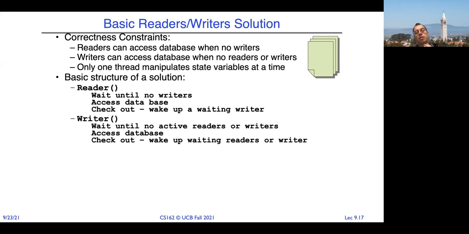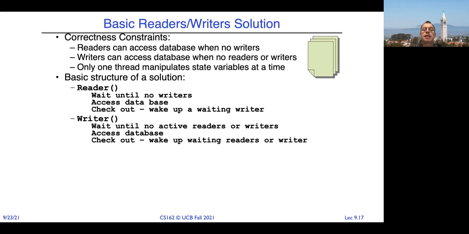So let me ask you this question. You see here, there is some asymmetry, and some asymmetry is derived from our constraints, right? A reader doesn't need to wait until there are no other readers because it doesn't conflict with other readers. It can only conflict with writers. So that's why you wait until no writers. The writer is going to conflict with both readers and writers, because if a reader reads the data while the writer is changing the data, the reader can read garbage.